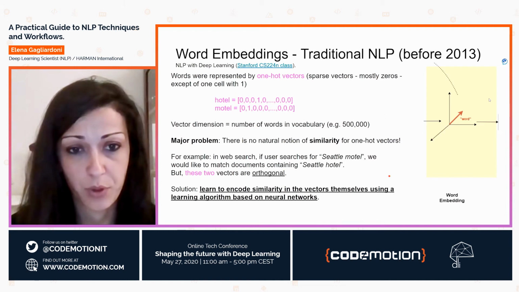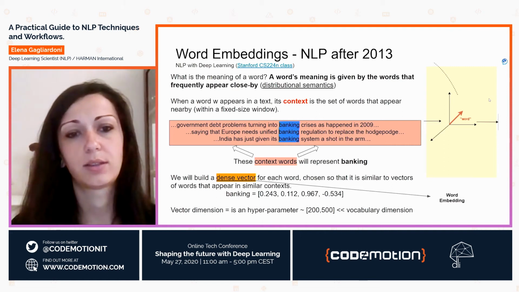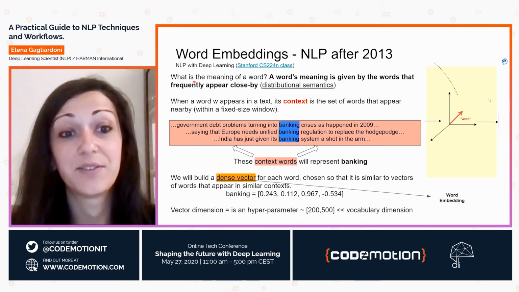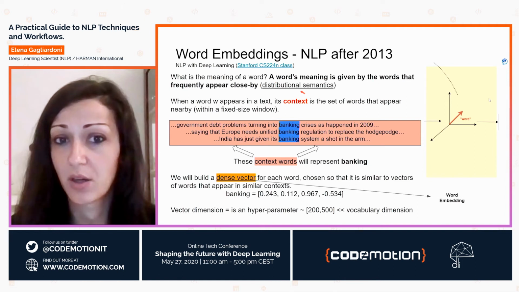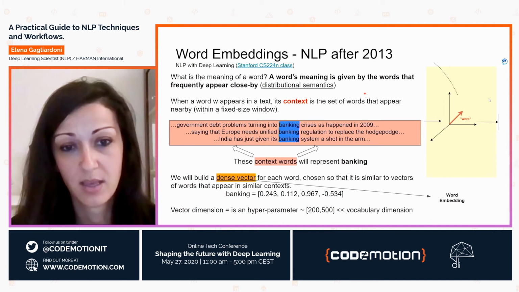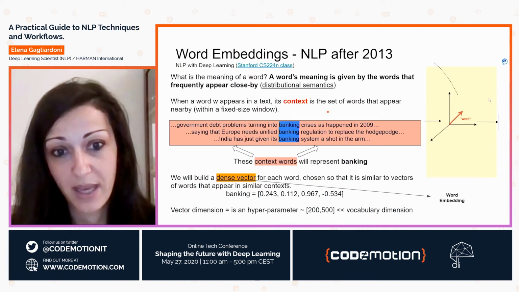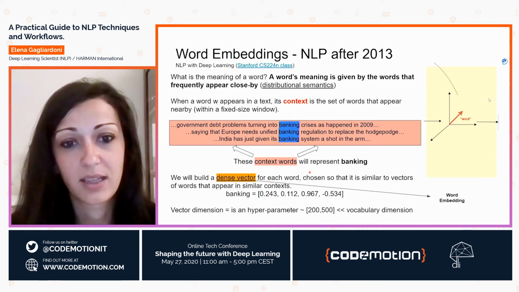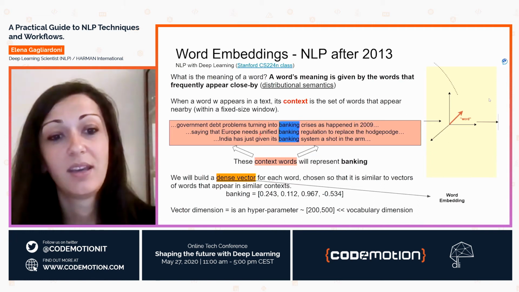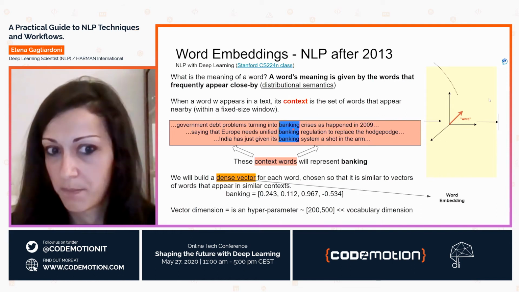The solution to this problem is a change of paradigm: seeing the meaning of a word in a different way. So what is the meaning of a word? A word's meaning is given by the words that frequently appear close by. So I define a context. The context is the set of words that appear nearby. What I mean is that the meaning of the word banking is represented by all the words that frequently appear nearby the word banking.